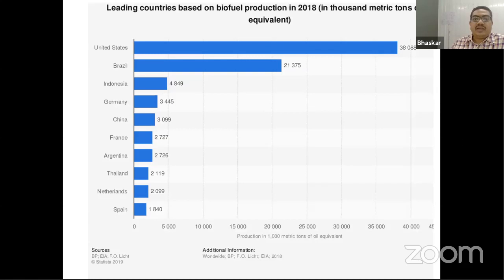Some of the leading countries based on biofuel production in the year 2018: the US leads the usage of biofuels, followed by Brazil, Indonesia, and Germany. Our country is way behind, but we have to think over it.